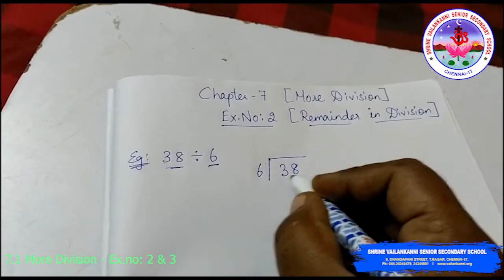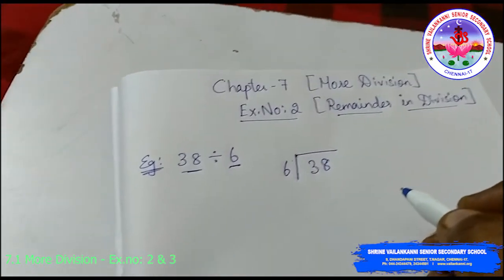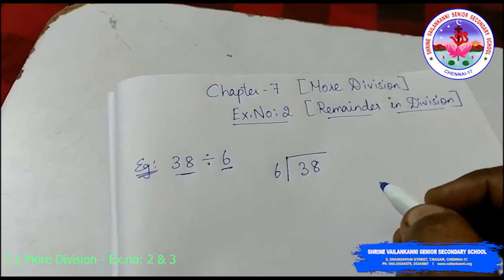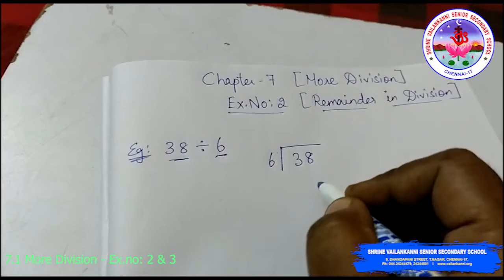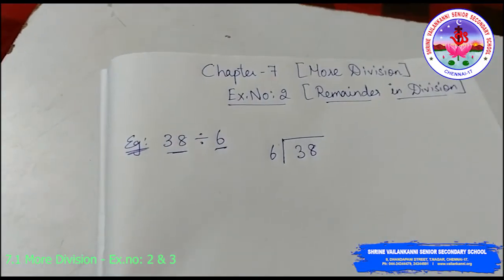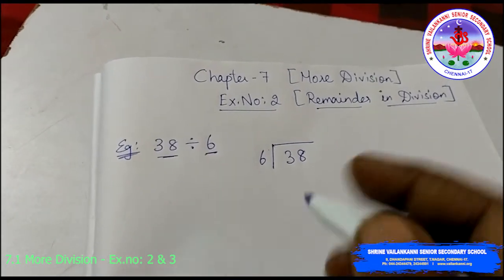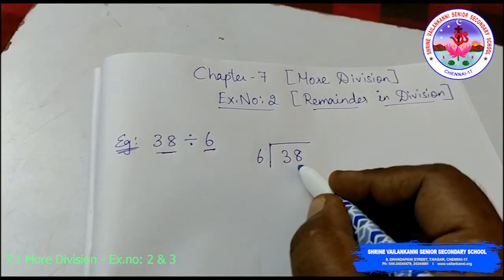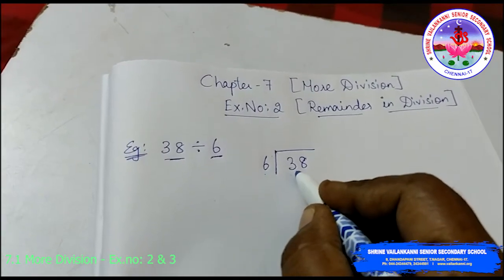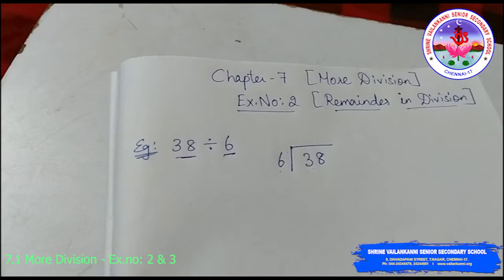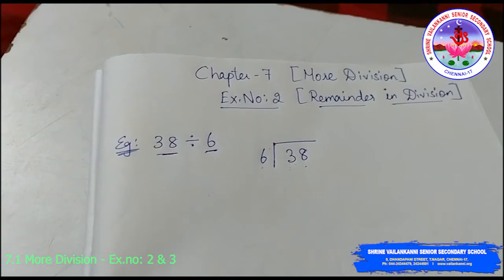In the 6 table, how many times will 38 come? We have to check in the 6 table how many times 38 will come. Actually 38 will not be found in the 6 table, so we have to check below 38. First you have to check whether the exact dividend given is divisible by the divisor. If it is not divisible, we have to check with a lesser value.